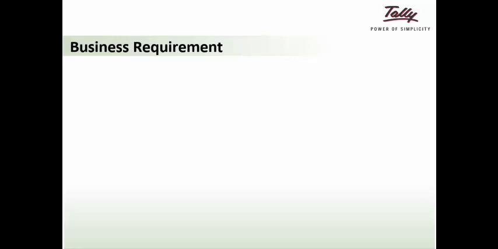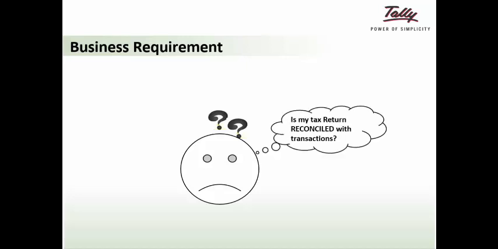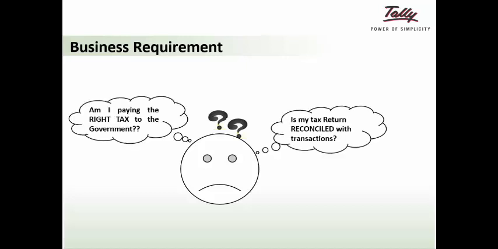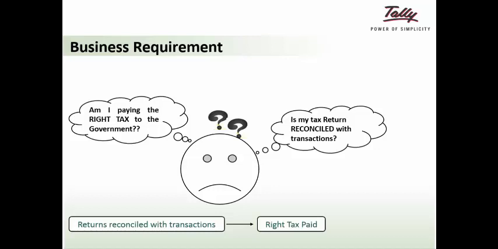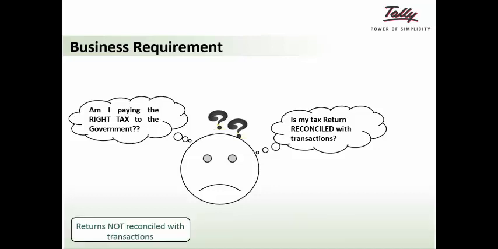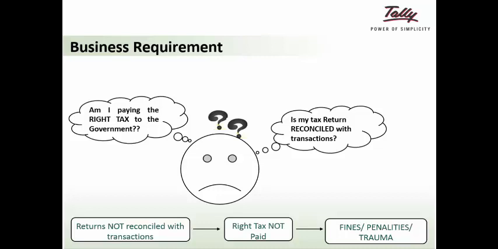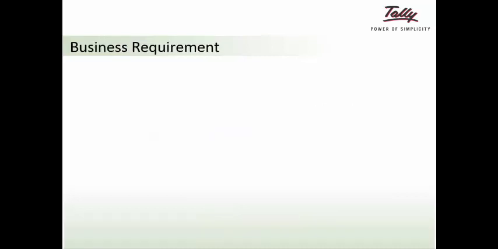We will start with the business requirements. The two big questions that a businessman asks himself are: is my tax return reconciled with the transactions? And am I paying the right tax to the government? If the returns are reconciled with the transactions and the right tax is paid, then there is never a problem. But if errors are discovered in the returns or if the wrong tax is paid to the government, there are penalties and fines in addition to the harassment that he goes through.